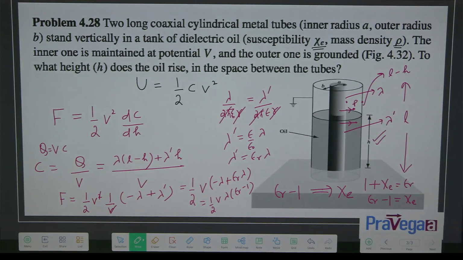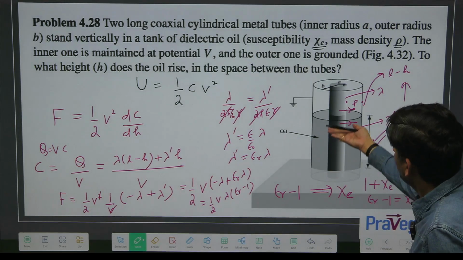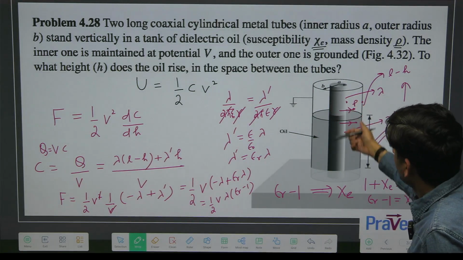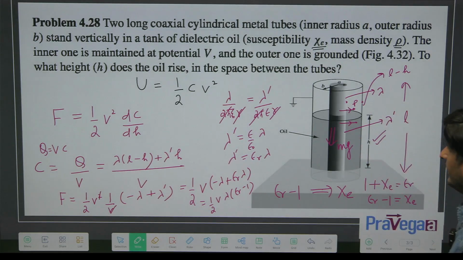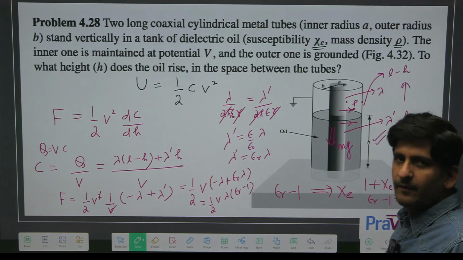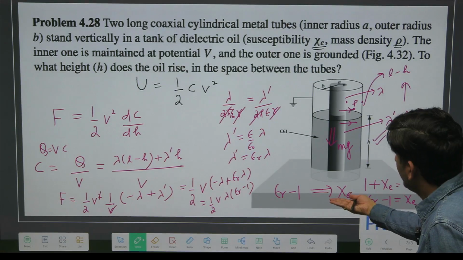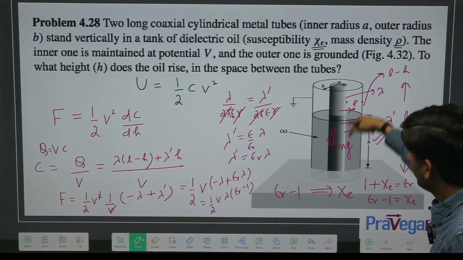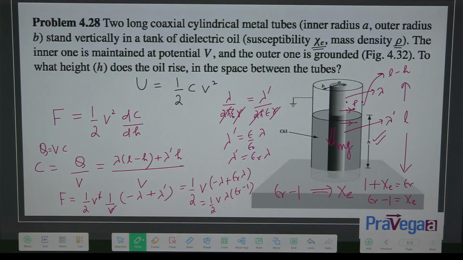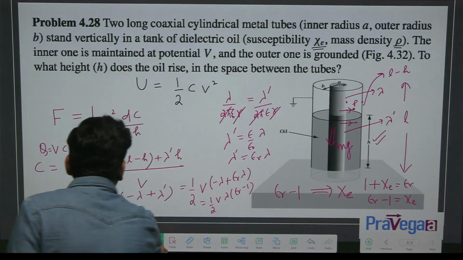This is my force, and this would have been going on and on upward, but because mg will come into the picture, that's why it will achieve an equilibrium where both forces will balance. The force where the dielectric is taken into the low dielectric medium, and one force is because of the weight, so both will become equal at equilibrium. So let me write that.